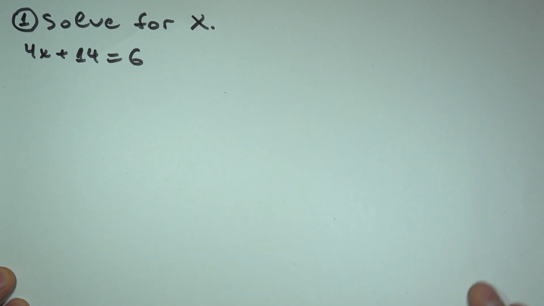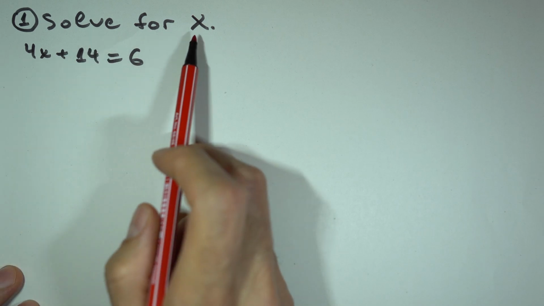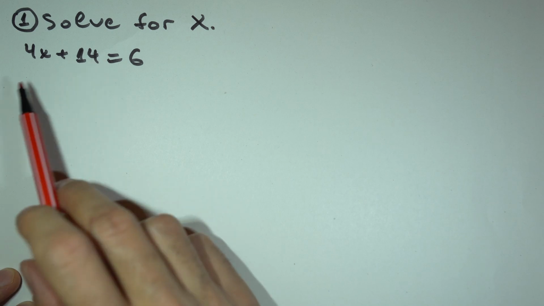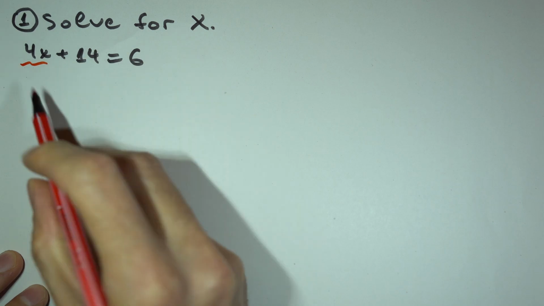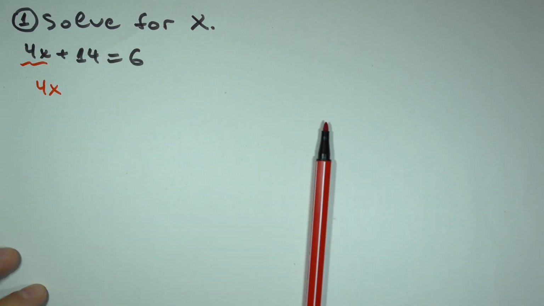This is example 1 out of 5. 4x plus 14 equals 6. We have to solve it for x. Whenever we have something like this, the first step is to collect all the unknown numbers on one side of the equation. And here we go, we have 4x and nothing else. So we write down 4x.